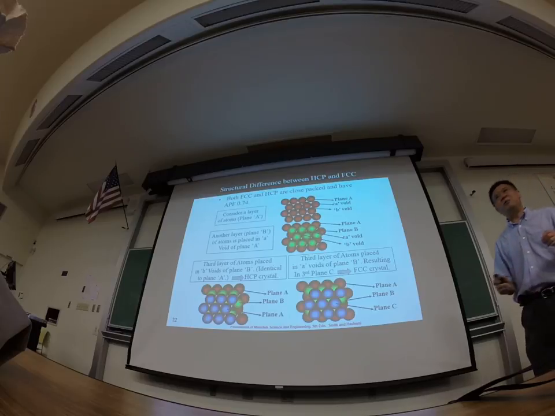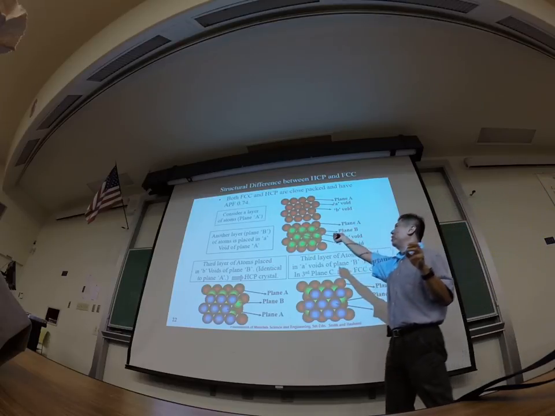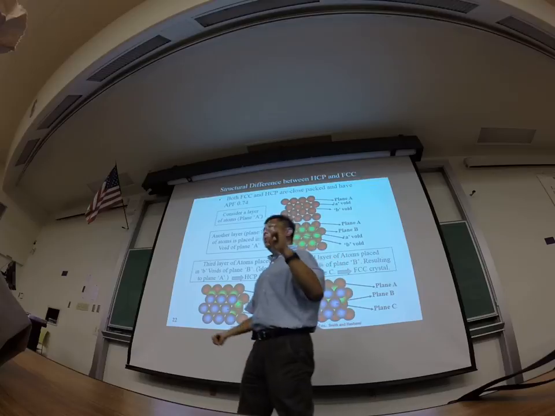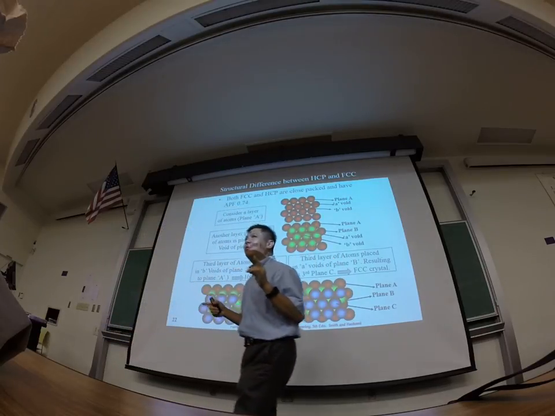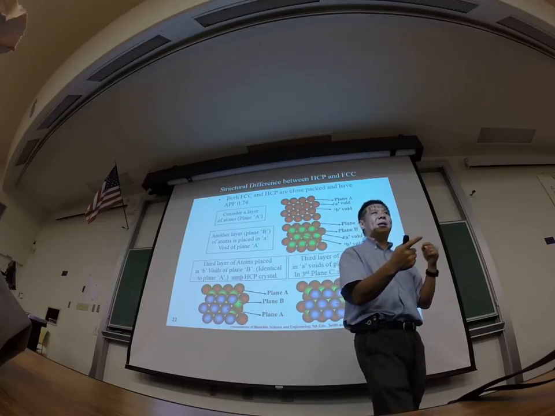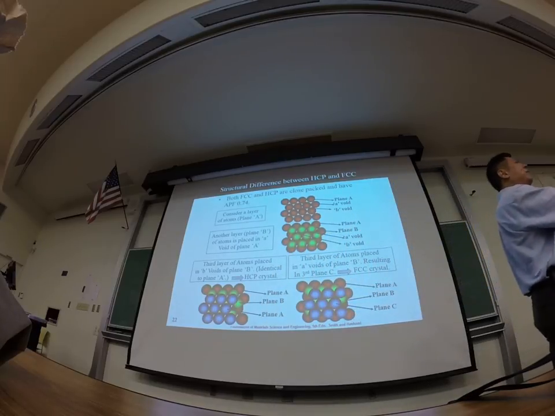Okay, so you don't really need to know about the A voids or B voids. The most important thing you need to remember is FCC you get ABC, ABC repeating, HCP you get AB, AB repeating.